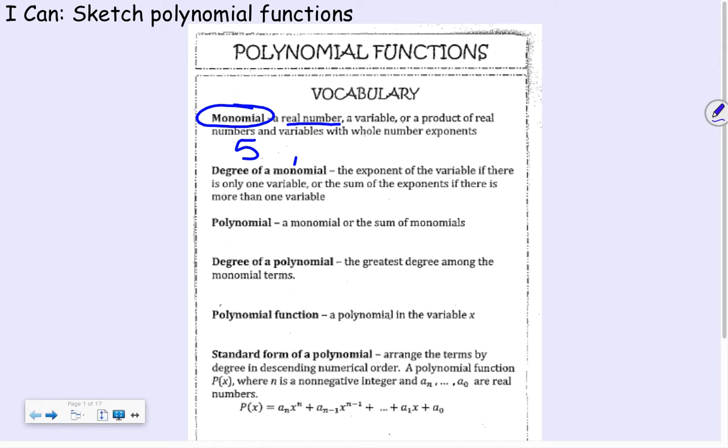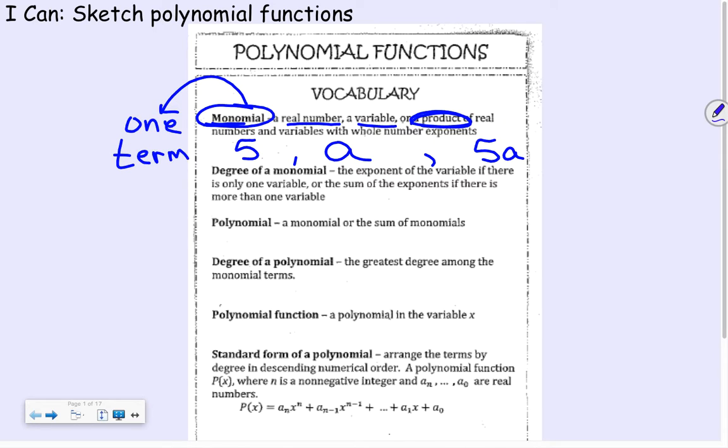It can also be a variable. What's a variable? Give me a variable. A. Okay. Or it can be the product of a real number and a variable. A product means to multiply. So if I take that 5 and that A and write it down, 5A. Either it can be just a number, just a variable, or a number times a variable. Another thing about monomial: mono means one term. So monomial just means one term.